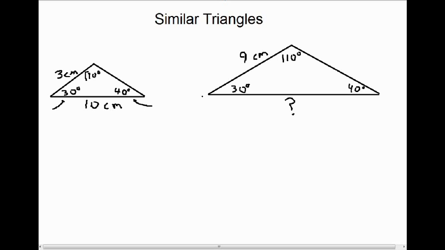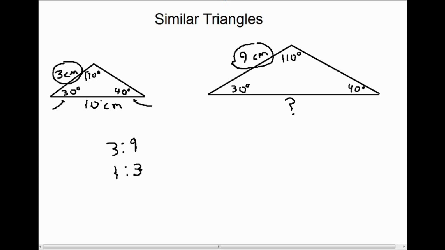So the next thing we have to try to determine is, what is the ratio between the lengths of the sides? And we're given two corresponding sides. Between the 30-degree angle and the 110-degree angle, this side is 3 centimeters. And on the bigger one, between the 30-degree angle and the 110-degree angle, that side is 9 centimeters. So our ratio here is 3 to 9. If we reduce that to simplest form, it's 1 to 3.